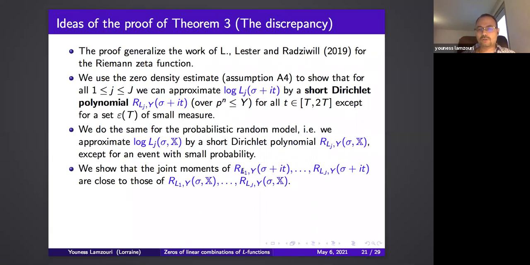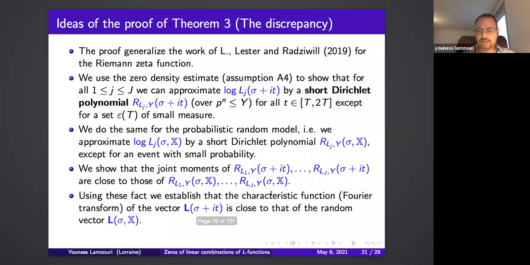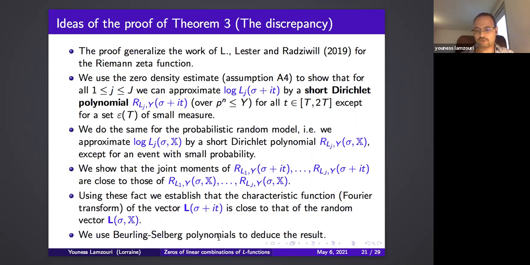So we compute the joint moments, and because this parameter y is small, in particular smaller than T to the epsilon, for any epsilon, it allows us to compute all joint moments, because the length is going to be less than T. And we can show that only the diagonal terms survive, and the diagonal terms correspond exactly to the moments of the probabilistic random model. Then we can go to the Fourier transform, the characteristic function, and we can prove that the characteristic function of the vector of L values is very close to that of the random vector. And finally, we use Beurling-Selberg polynomials to do some Fourier inversion, to go from the characteristic function to the probability distribution function, and hence to bound the discrepancy of the distribution. So these are the ideas of the proof of the discrepancy result.